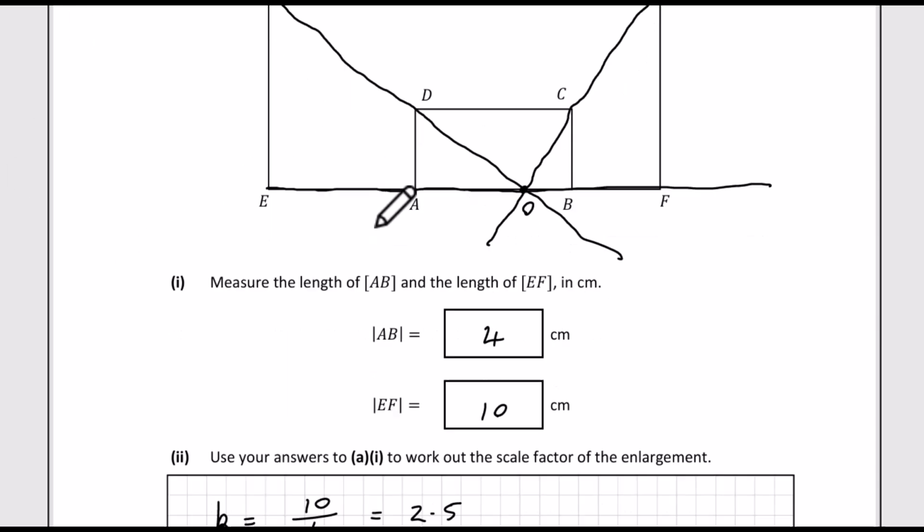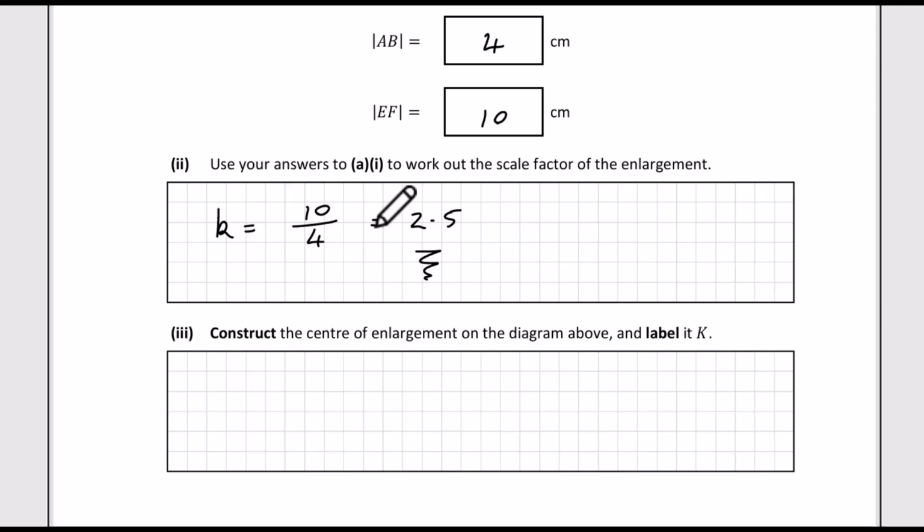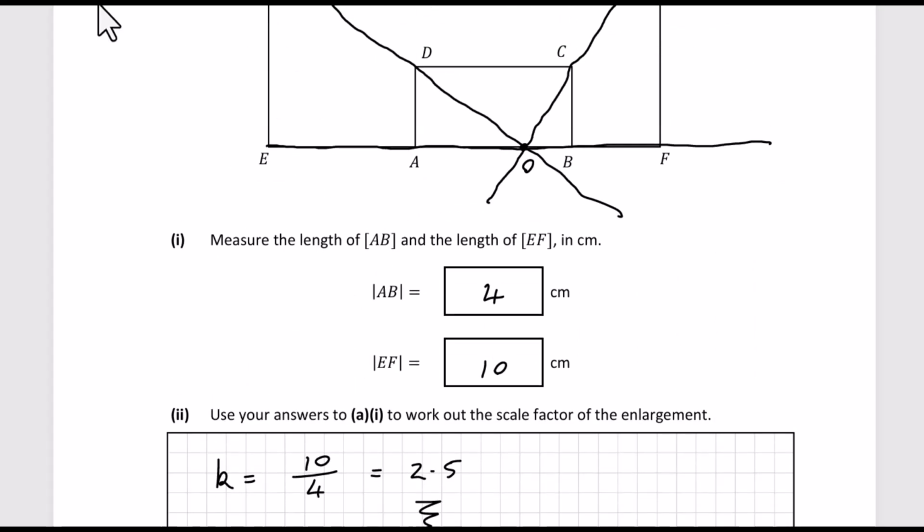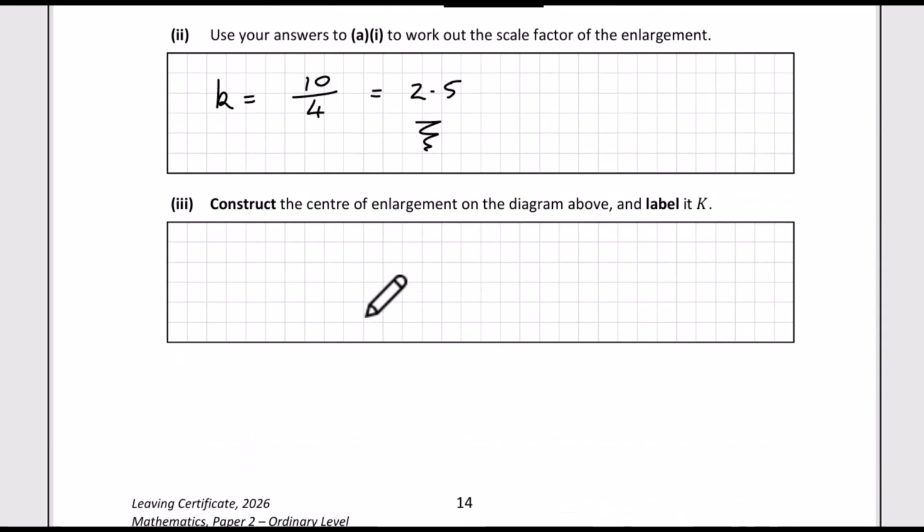What do they call it? Construct a center of enlargement. Label it K. So I've got to label this K, not O. So that's it for that there.